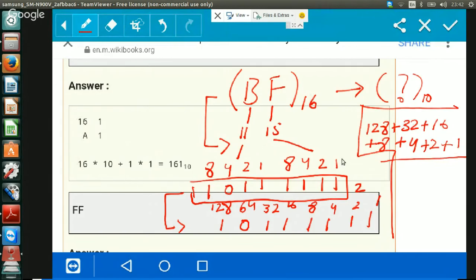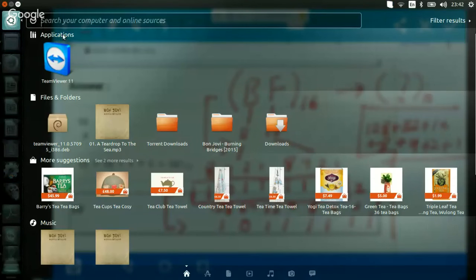128. Just give me a second, just to make sure we can use the calculator.